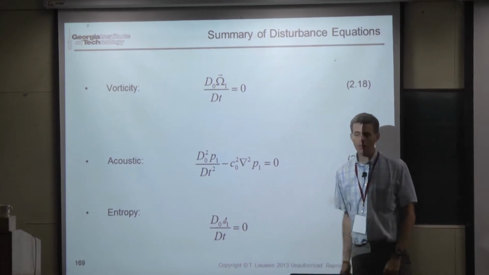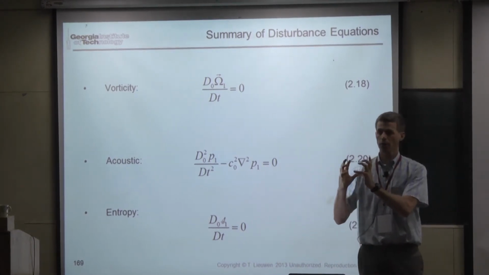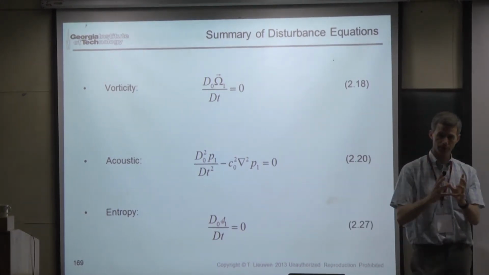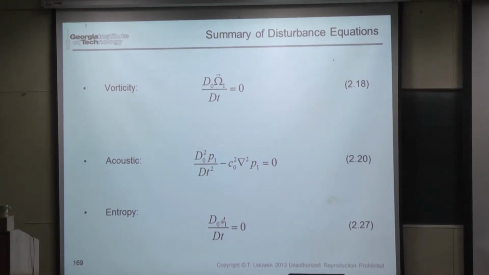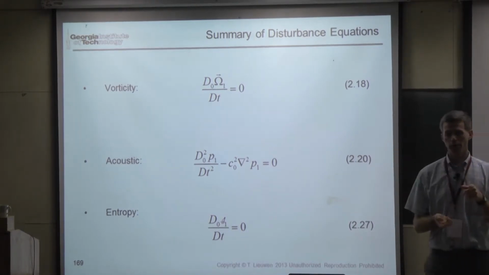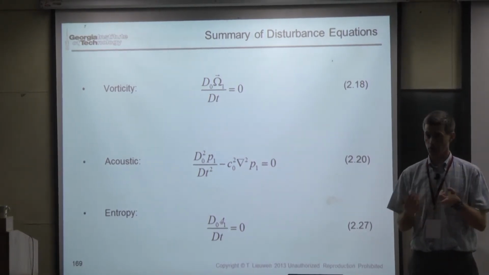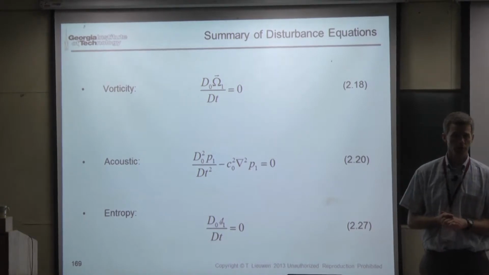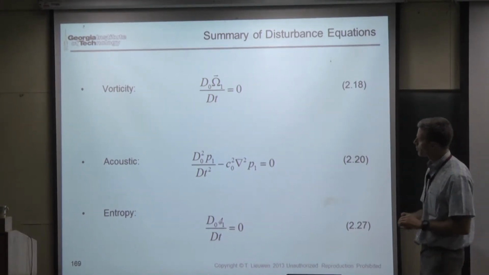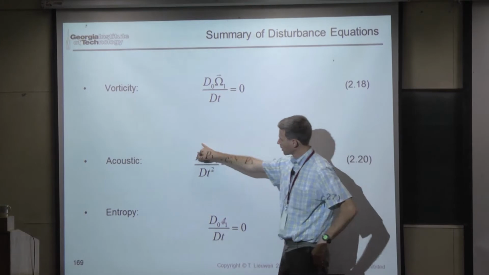It says the same thing about the entropy. Again, if I'm following a fixed mass of fluid and measuring its entropy, the entropy of that fixed mass of fluid is constant. At a fixed point, if I make an Eulerian measurement, the entropy could be fluctuating in time. And then finally, does anyone recognize this equation?